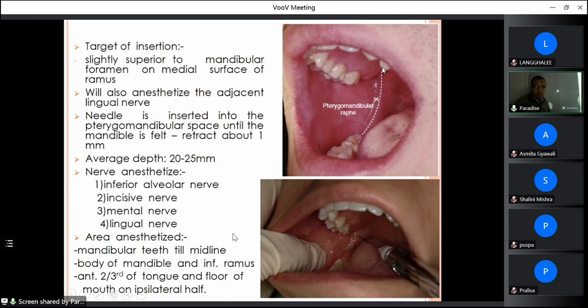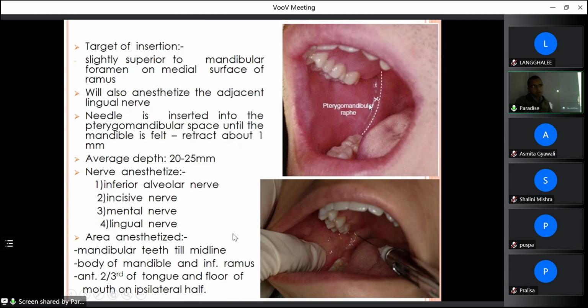The pterygomandibular raphe originates from the hamulus of the pterygoid plate, and it is inserted into the posterior, superior, and medial part of the retromolar pad. Anteriorly there is attachment of the buccinator muscle, and posteriorly there is attachment of the superior pharyngeal constrictor muscle. You have to insert your needle anterior to this pterygomandibular raphe. So while giving the inferior alveolar nerve block, your needle penetrates the buccinator muscle, not the medial pterygoid. It is also asked which muscle is penetrated.